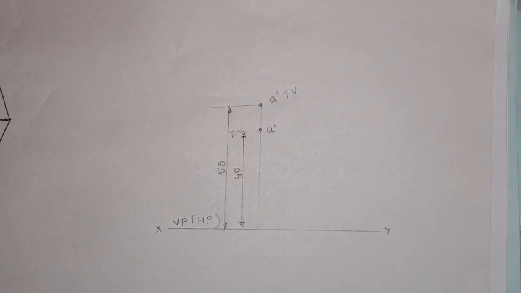So today we have seen the projection of points in first quadrant and second quadrant. So in the next lecture we will see the projections of points in third and fourth quadrants. So with this we end this lecture.